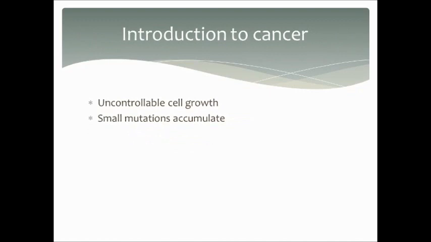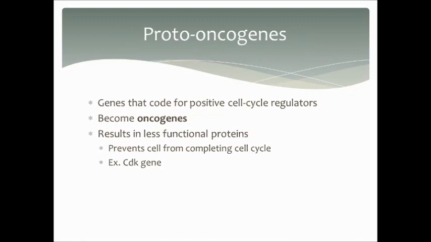Cancer is uncontrollable cell growth. So the cell cycle just doesn't stop. And cancer occurs due to mutations that accumulate and are unchecked during the checkpoints within the cell cycle. There are what's called proto-oncogenes that code for positive cell cycle regulators. They can become oncogenes, meaning cancer genes. So these genes result in less functional proteins, which may prevent the cell from completing the cell cycle, which is great because we don't want malfunctioning proteins within our genes being replicated. But these can also lead to cancers that occur. So CDK, the cyclin-dependent kinases, can be a proto-oncogene.